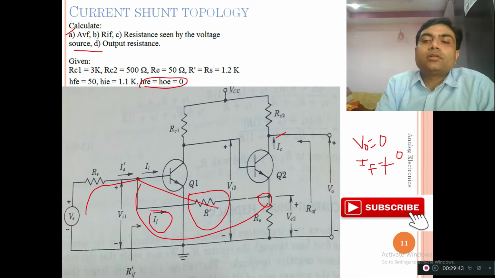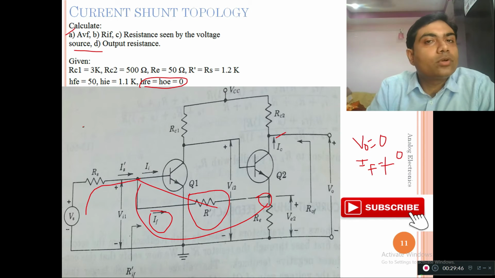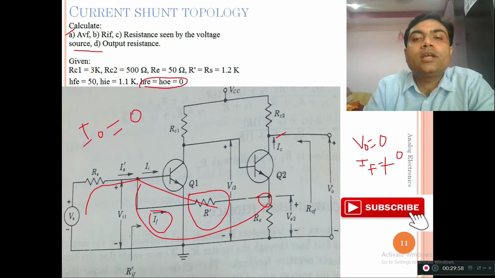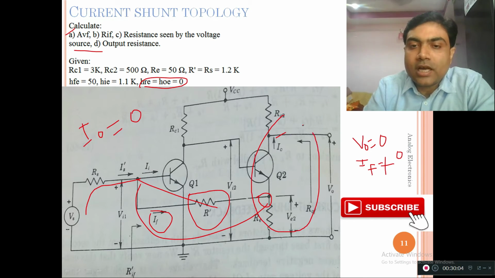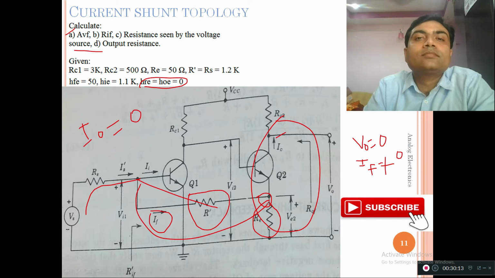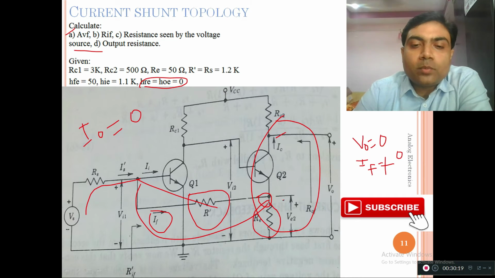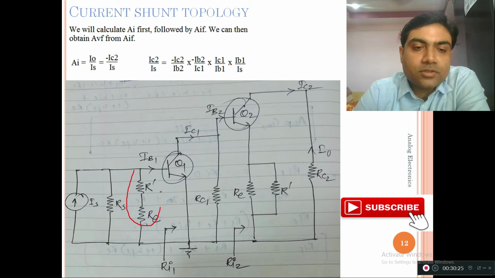Now again we have to find out the input and output circuitry. Since current sampling is there, I will make I naught equal to 0 to find out the input circuitry. If I open the output loop, we cannot forget about RE. If I open this particular loop, that is the output loop, RE comes in series with R dash, like this.